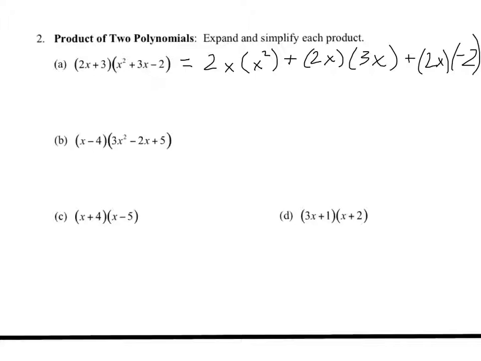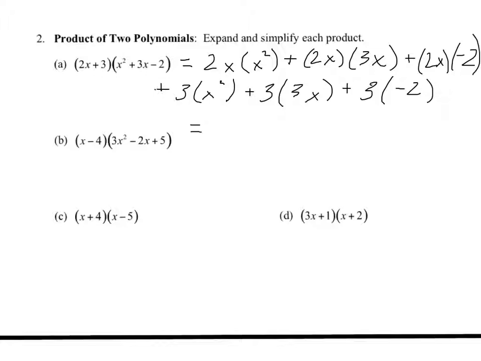So now the next step is to take the 3 and multiply it to the x squared, the 3x, and then negative 2. I'm running out of room, so forgive me. I'm just going to continue on the next line. So plus 3 times the x squared plus 3 times the 3x, and then plus 3 times the negative 2. And then from there, I'm going to have to clean all this up.